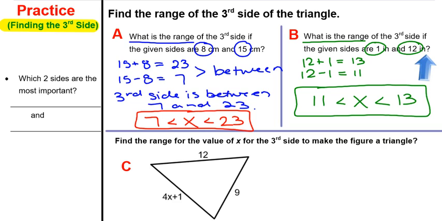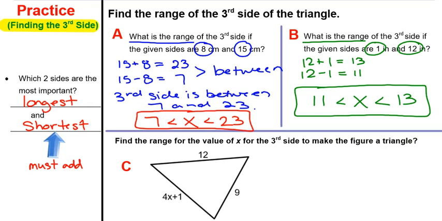Over here on the left side, something to think about. It says which two sides are the most important when we're dealing with these kinds of problems. The two most important sides are the longest and the shortest sides. And why are they the most important? Because those are the sides you must add and you must subtract to find your range.